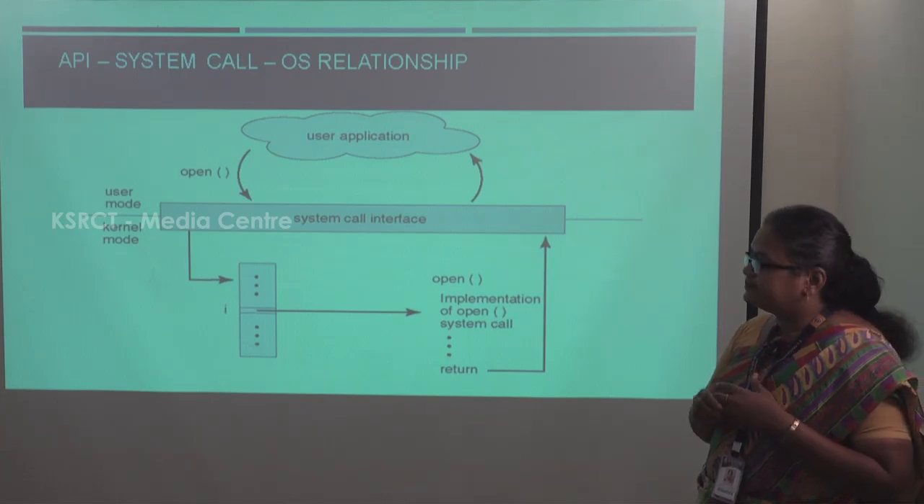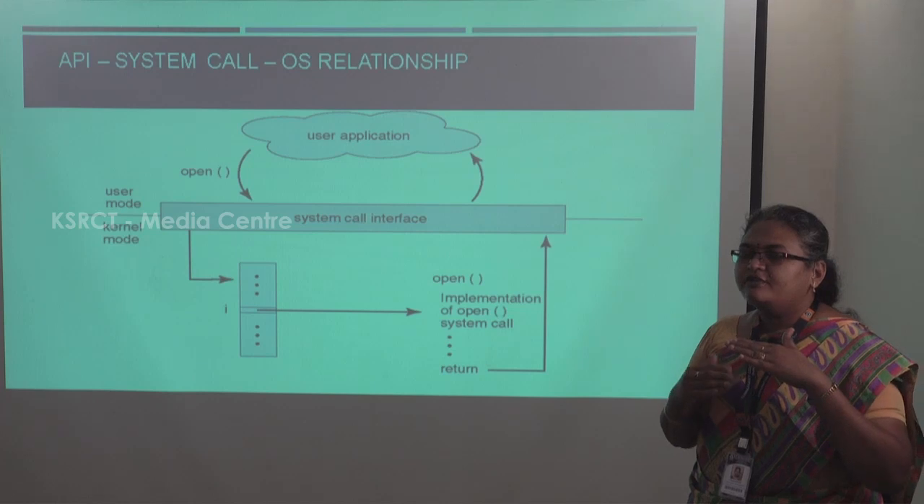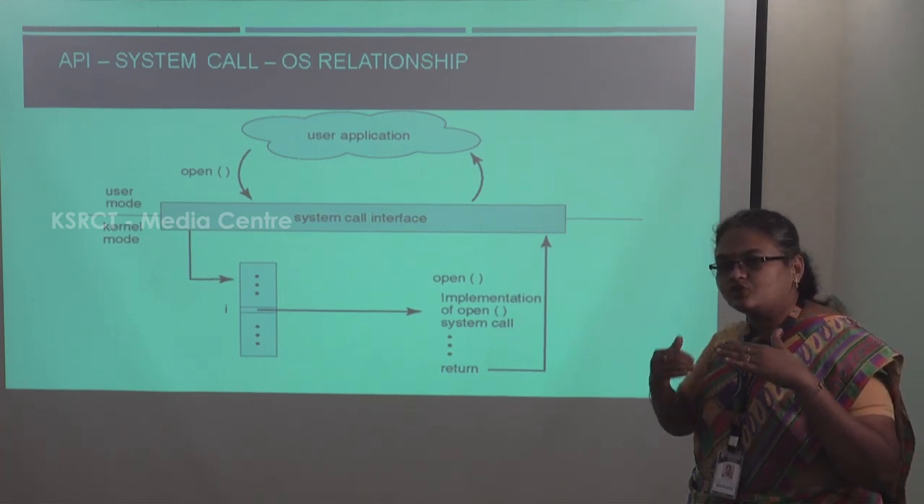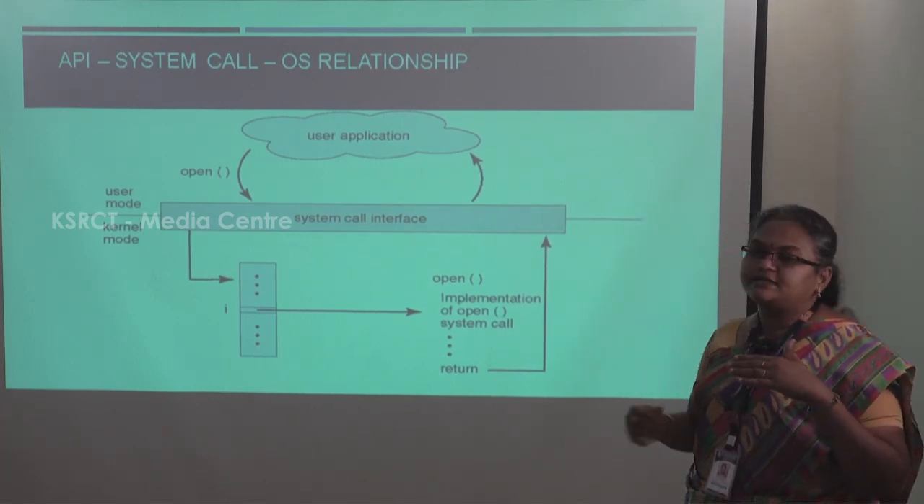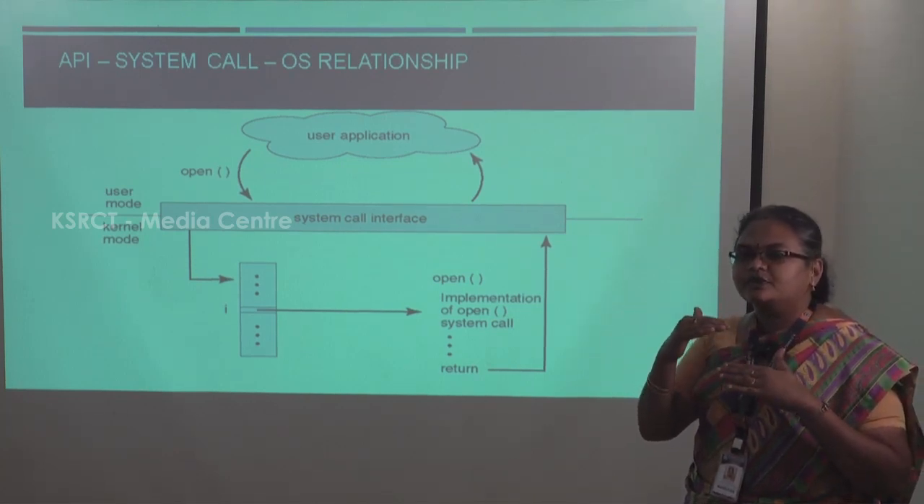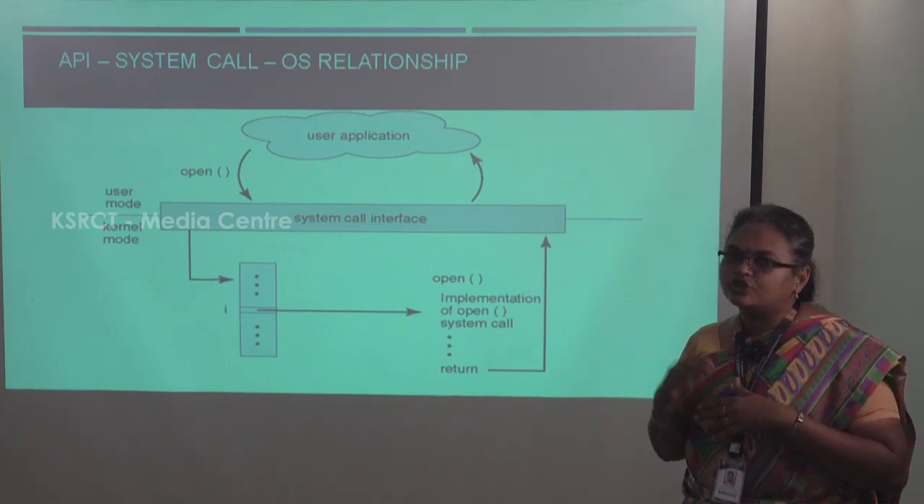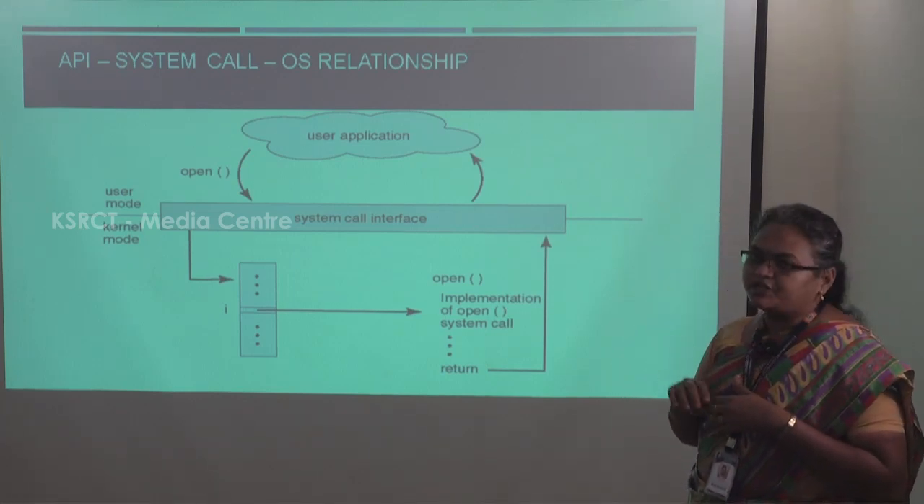Mainly the system call is generated by the API in user mode. When the system call is executed by the operating system, it is in kernel mode. After it returns to the interface, it switches from kernel mode to user mode and returns the file operations to the application.